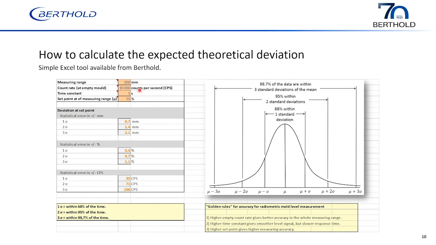If you input values in these 4 fields here, you will get output in the fields down here, and you will have output values in millimeters, in percentage, or in CPS for 3 different sigmas.